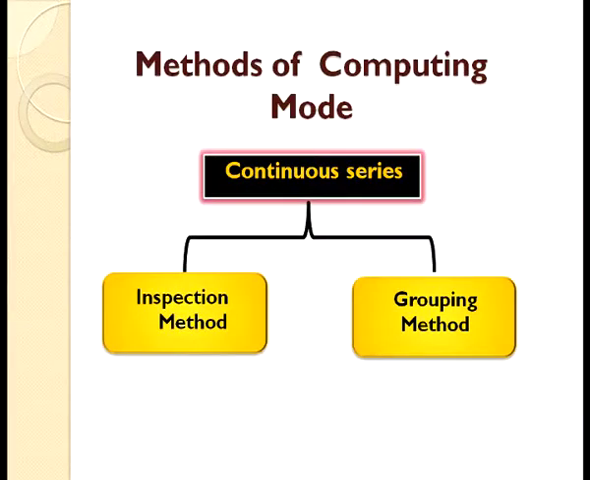In this we have made the first grouping table and then the analysis table is being done. Now let us see how mode can be calculated in case of continuous series. Again, it can be calculated by 2 methods. The very first is inspection method, the other is grouping method. Let us see about inspection method.